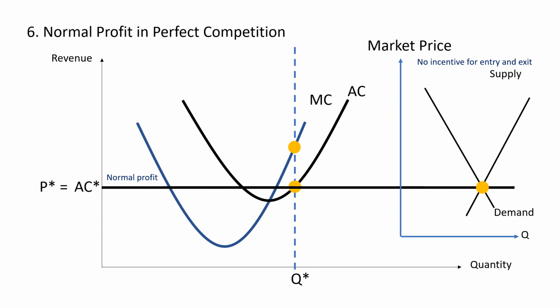Here you see that in the long run, all the firms in perfect competition gain just only normal profit. Otherwise, the supply will drive the price down and force some firms to exit again at the equilibrium. Therefore, in the long run, all the firms in perfect competition gain just only the normal profit.